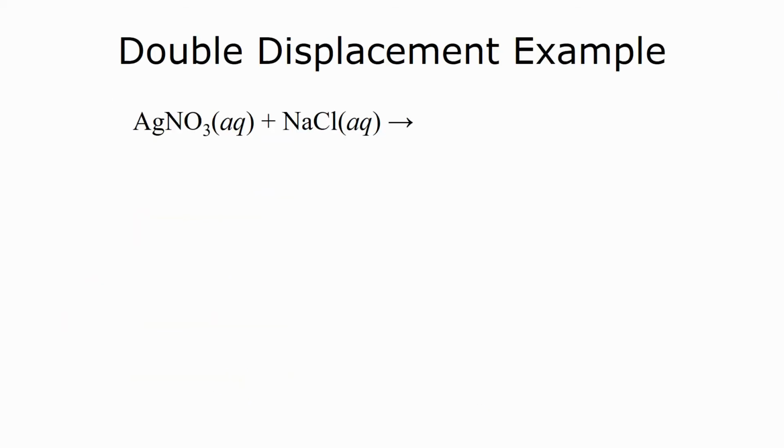And lastly, the solubility table can be used to help us predict the products in a double displacement reaction. Now, if we were to take silver nitrate and sodium chloride and mix them in solutions, we would get double displacement products of silver chloride and sodium nitrate.